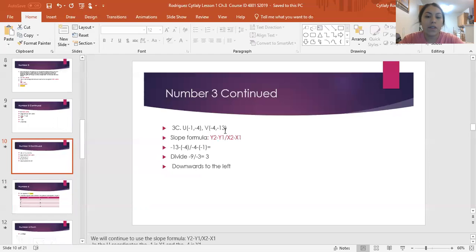We're doing negative 13 minus negative 4, and be sure you put that in parentheses, so that way when you get in the calculator, it doesn't mess it up. It knows what you were trying to do there. And then you divide it by the x2, which is negative 4, minus the x1, which is negative 1, in parentheses. And then you get negative 9 divided by negative 3. So what we're going to do there is simplify that, and when we simplify that, we get 3. So we know that if we were to graph this, it'd be going downwards to the left.